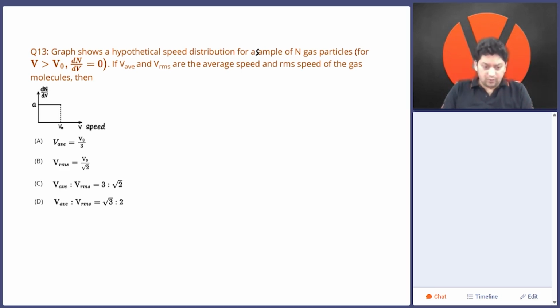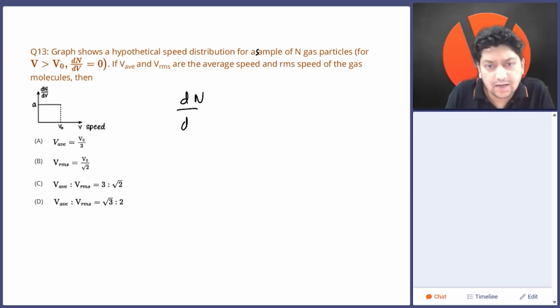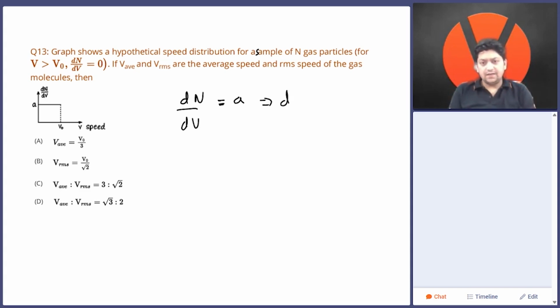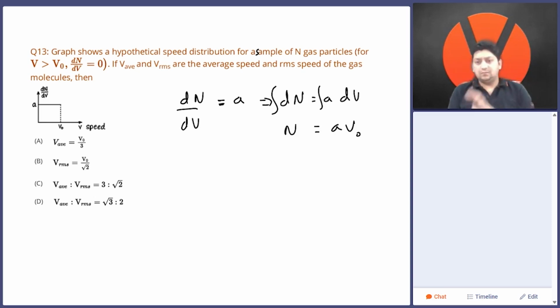Now, first of all, we can see over here the value of dn by dv. In this graph, its value is constant till v naught. So this implies that dn will be equal to a dv, and integrating this, we get a v naught. So this is the value of N which we get over here, a v naught. Now we need to find the average velocity and rms velocity.